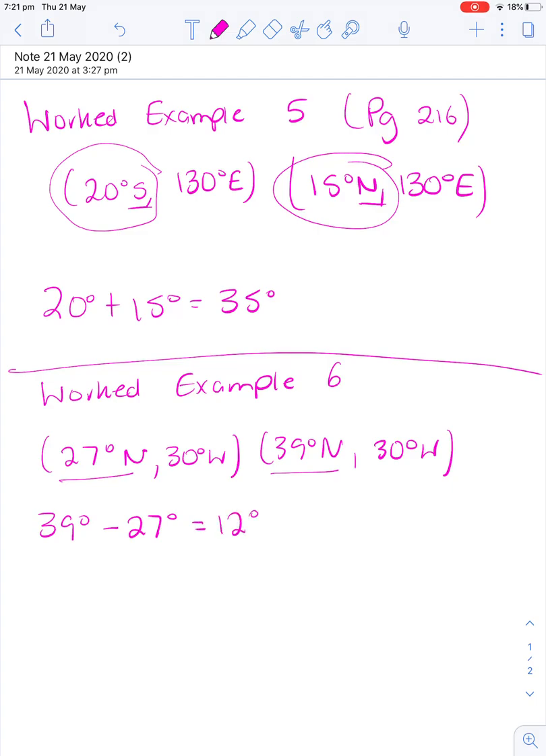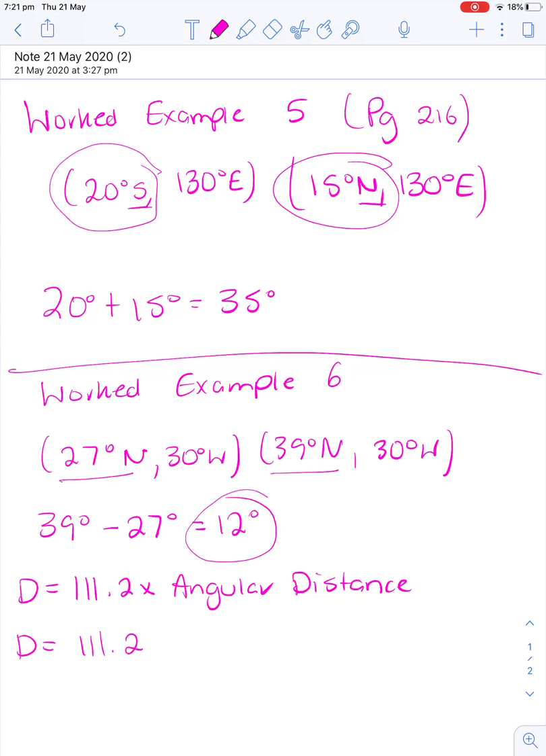All right, we want it to the nearest kilometre, so if they want it in kilometres, we have to use this formula. All right, so that is 111.2 times the angular distance. Now, the angular distance is what we've just found, which is the 12 degrees. So we're just timesing it by 12. And our answer is 1,334 kilometres.